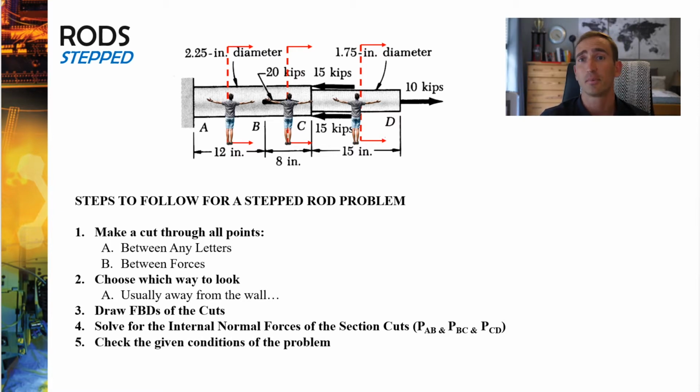And the last and final step you'll take in a stepped rod problem is to check the given conditions. Usually in a stepped rod problem, you'll get conditions to the effect of, what's the total elongation of the rod ABCD? Or, is the diameter of section BC increasing or decreasing? So take the summation of all the different internal normal forces and things that you've learned, along with the material properties conditions, and figure out whether or not your system meets the conditions that are outlined at the beginning of the problem.